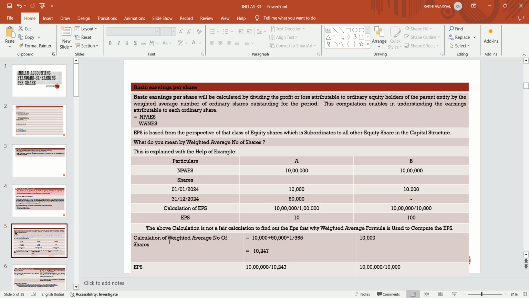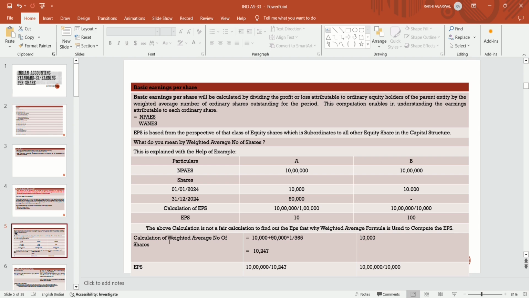Now they ask to please calculate the EPS. So 10 lakh divided by 1 lakh, EPS becomes 10 rupees. If we directly divide by adding the opening and closing balance, that is 10,000 plus 90,000 becomes 1 lakh, net profit attributable to equity shareholder divided by 1 lakh. In case of B, 10 lakh divided by opening plus closing, there is no closing, that's why we take the opening balance only, 10 lakh divided by 10,000 becomes 100.